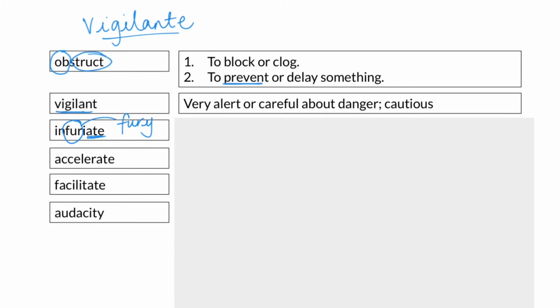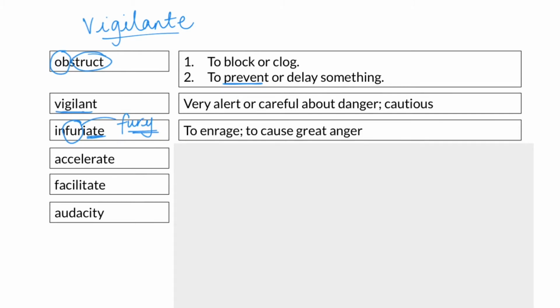So if you infuriate, you make something or someone furious. So that's all infuriate means: to enrage or to cause great anger. Note you have rage there as well. So to put rage in someone is the same as to put fury in someone, to make them very angry.